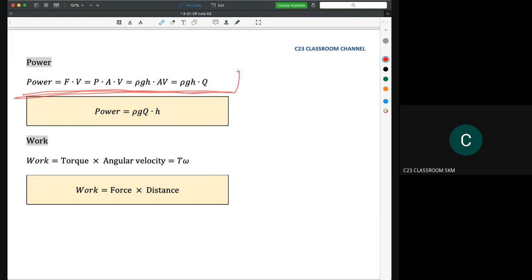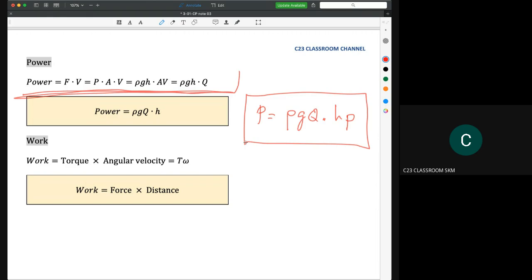Okay, so normally power is equal to rho g Q H p. I think you already know this equation from Fluid Mechanics 1. So please remember that power is rho g Q times H.